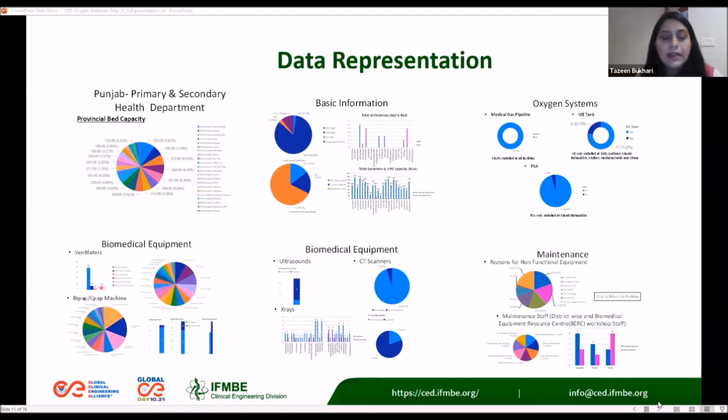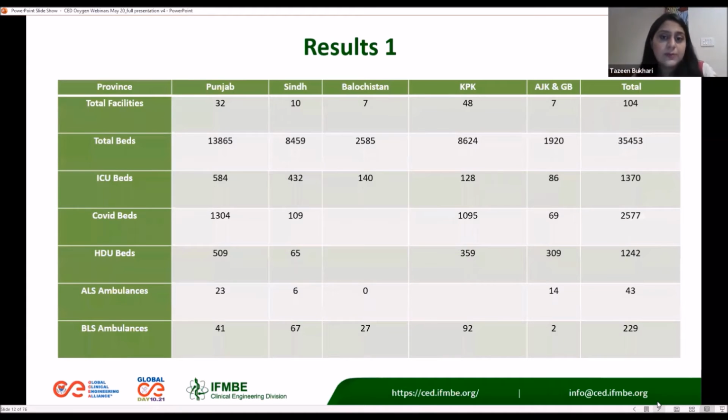So yeah, the VIEs or PSAs were not installed. There were no medical gas pipelines. And you would see that there are similar kinds of facilities. So there's a DHQ hospital in Punjab and there's a DHQ hospital in Balochistan. But the level of equipment they have is totally different. Punjab would have a lot of ventilators while Balochistan would not. And this disparity was not right.